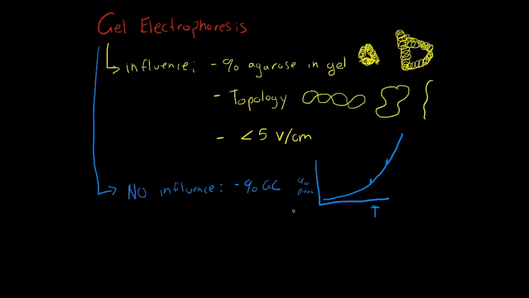And the reason behind this is because G and C have 3 hydrogen bonds, whereas A and T only have 2. So there's more bonds for the temperature to actually denature. There's more bonds to be broken when you're dealing with GCs, but that actually doesn't influence the rate of migration of the DNA molecules during gel electrophoresis.